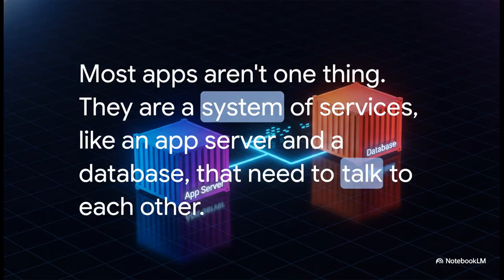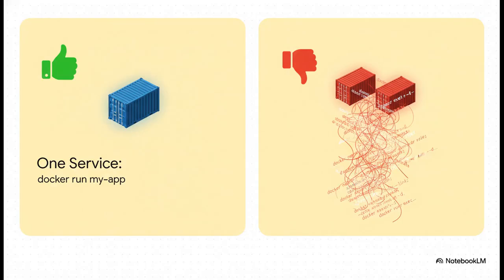But here's the thing. Modern applications are rarely just one single thing. They're usually made up of multiple little services. You might have a web application that needs to talk to a separate database, for example. Each of these services lives in its own container, and, well, they need to be able to talk to each other. And this is where things get messy fast.